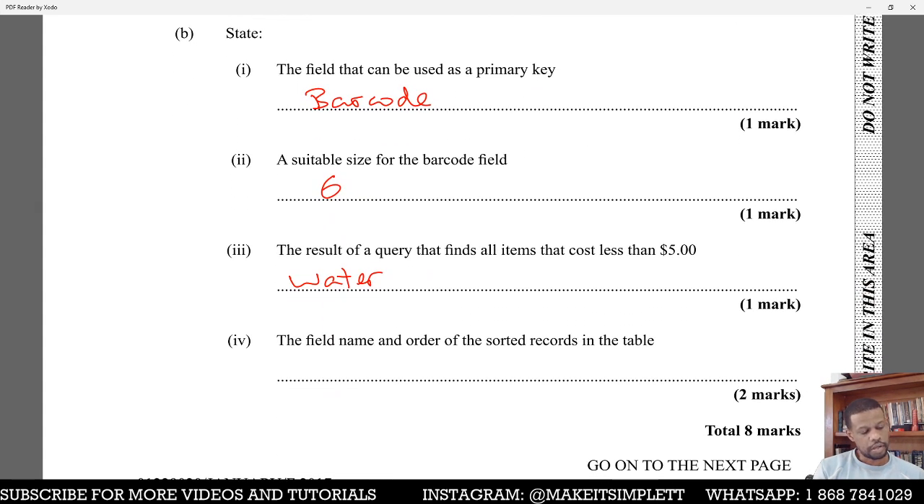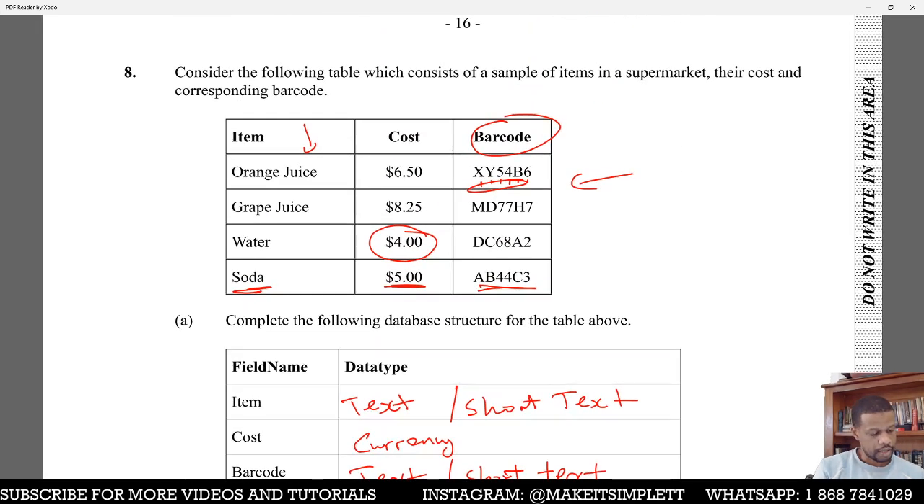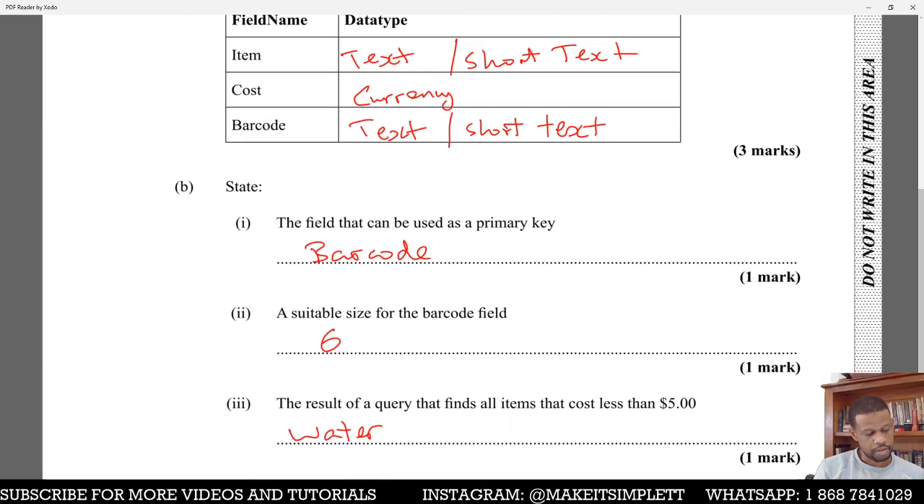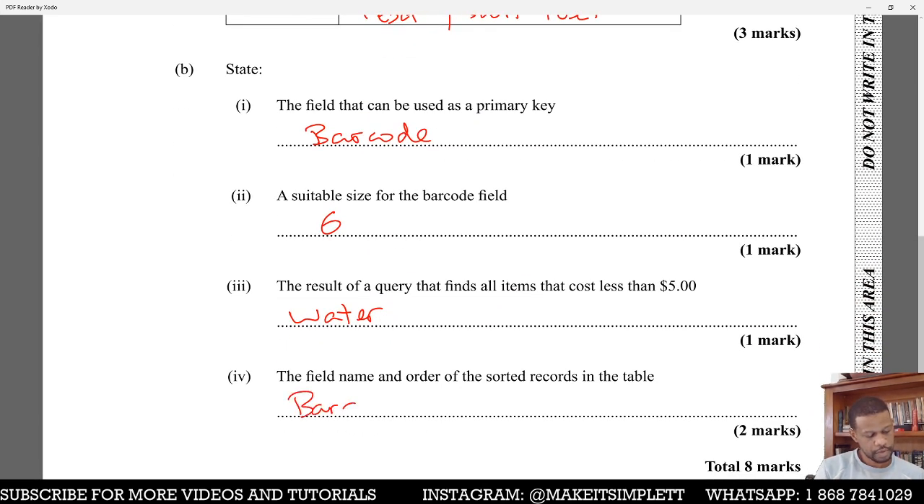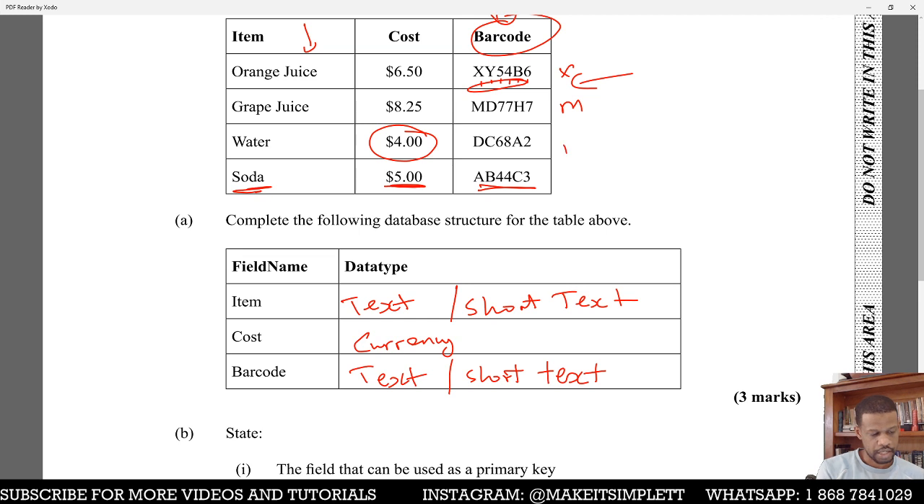Field name and order of the sorted records in the table. This is sorted by barcode in descending order. Right, so the reason it's sorted by barcode in descending order is that the name of the field is barcode, and we can see it's descending order because we have X, M, D, and A. So that's descending.